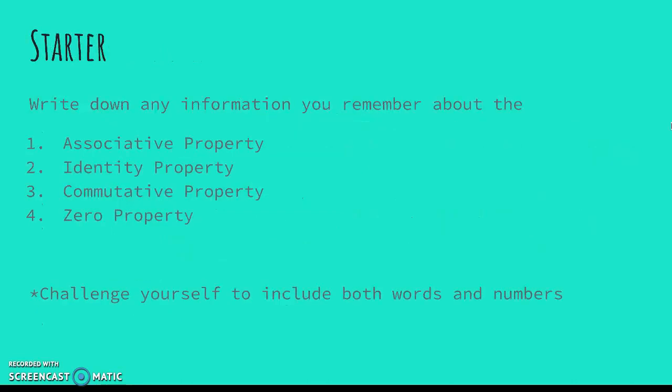So their starter was exactly this. I asked them to write down any information they remembered about the associative, the identity, the commutative, and the zero properties. And I challenged them to include both words and numbers, which was something very difficult for them. It took a lot of prompting. A lot of them were able to show an example, let's say for the zero property, but were not able to put into words why it was the zero property.